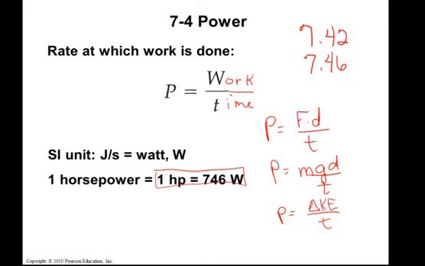And one reminder here: I know on your assignment one of them asked for the time in minutes. This time is in seconds. So if you solved for your time and it would be in seconds, you would have to change it to minutes if they wanted it in minutes.